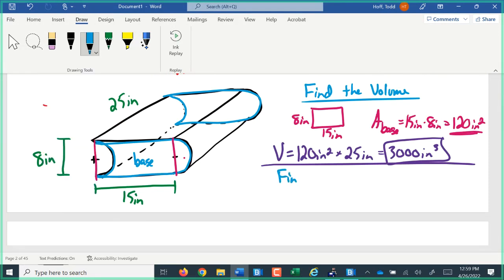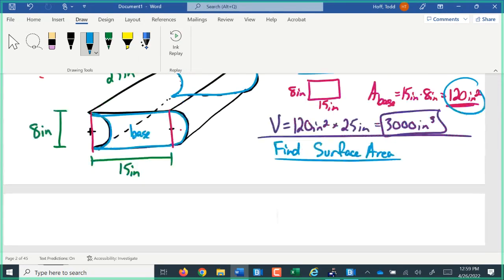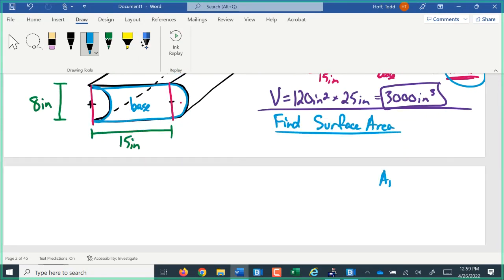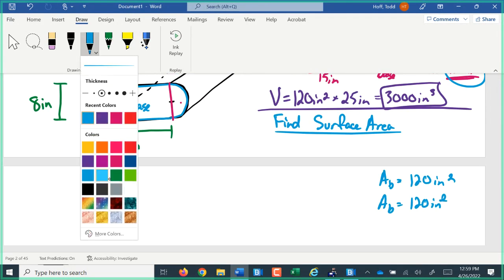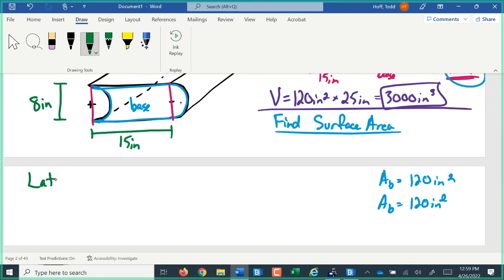If I ask you to find surface area, this one isn't terrible. It's not quite as simple, but it's not terrible. I already have the area of the base, 120 square inches. And of course, there's a base on the other end, 120 square inches. For lateral area, I have the height already. I need the perimeter of the base.